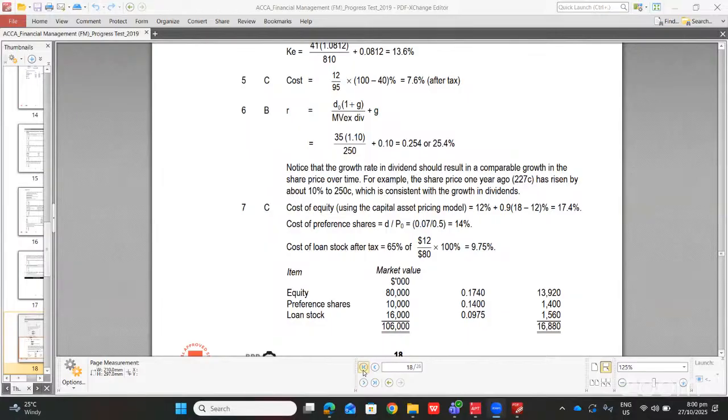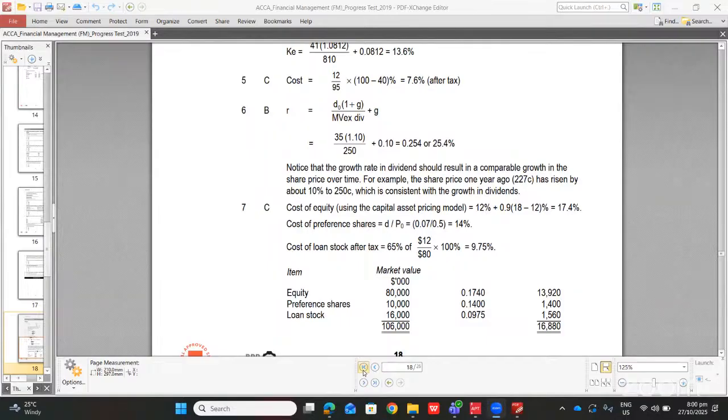Then now 7. For 7, the answer is C. How do we get that? There's a cost of equity using CAPM. A lot of the information is already there as well. We have the market rate, we have the risk-free rate, the tax rate is not needed for CAPM. And then let's look at our beta. We actually even get the beta as well, because they told us that the beta factor is 0.9. So for the cost of equity, very quick.